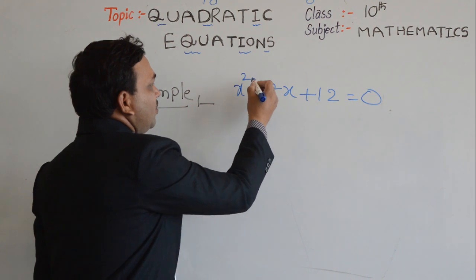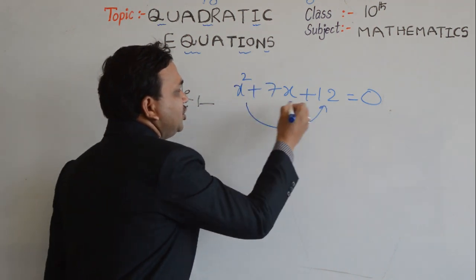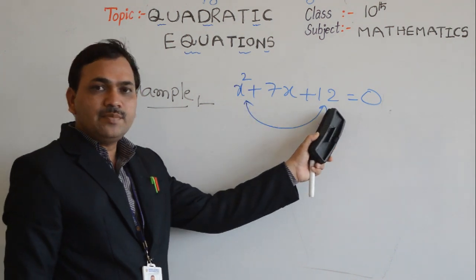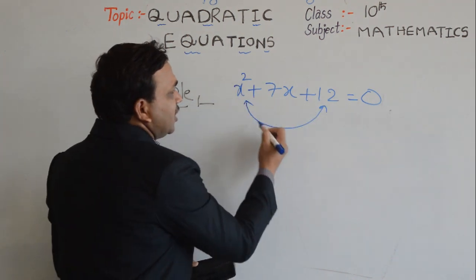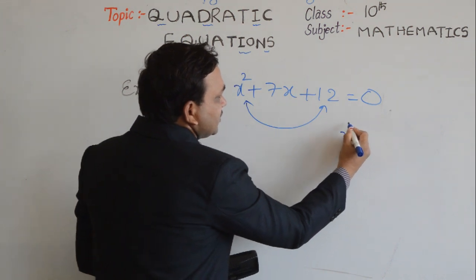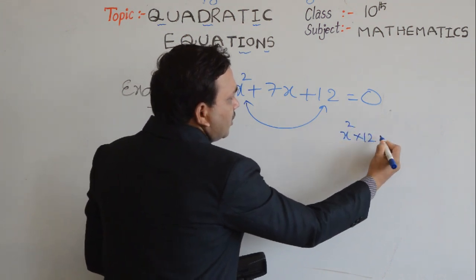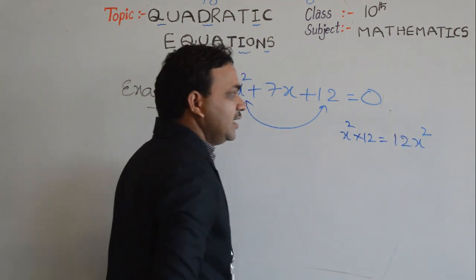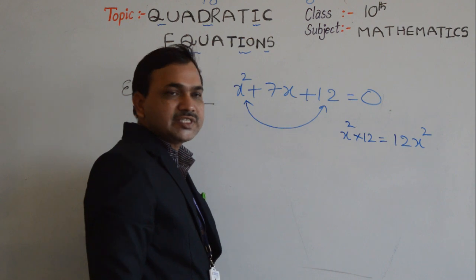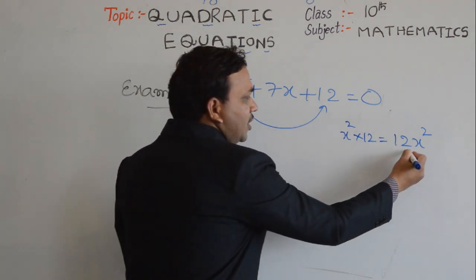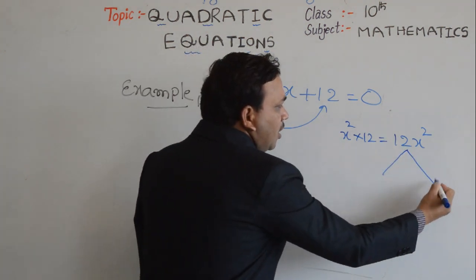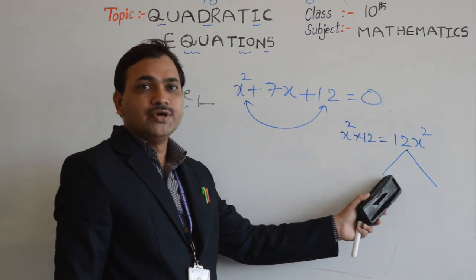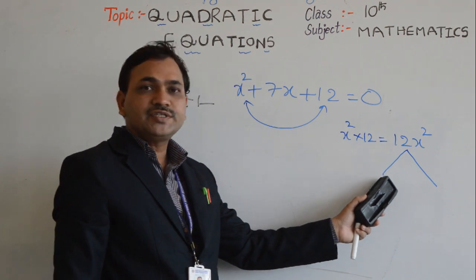Now first term into last term multiplication. What is the first term here? X square into 12, that is equal to 12x square. So for 12x square, you should find out the possibilities of the roots.